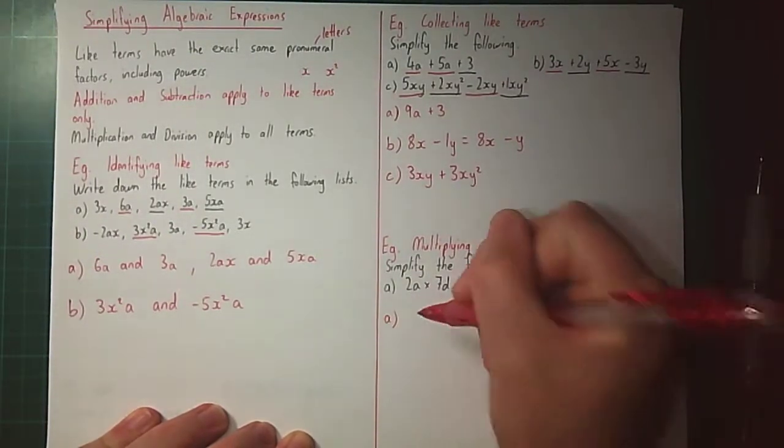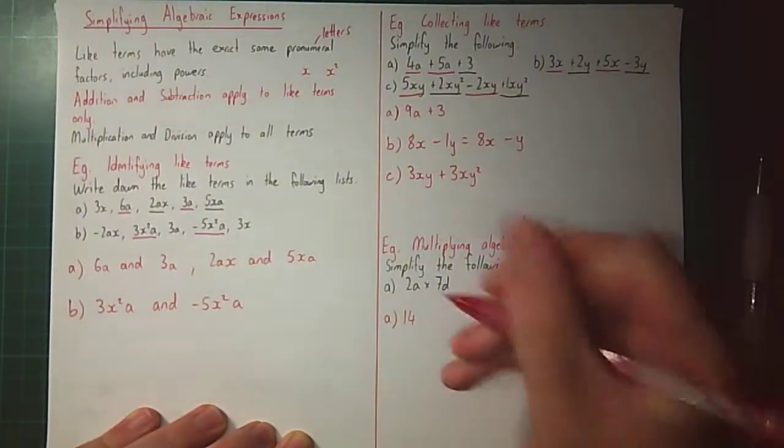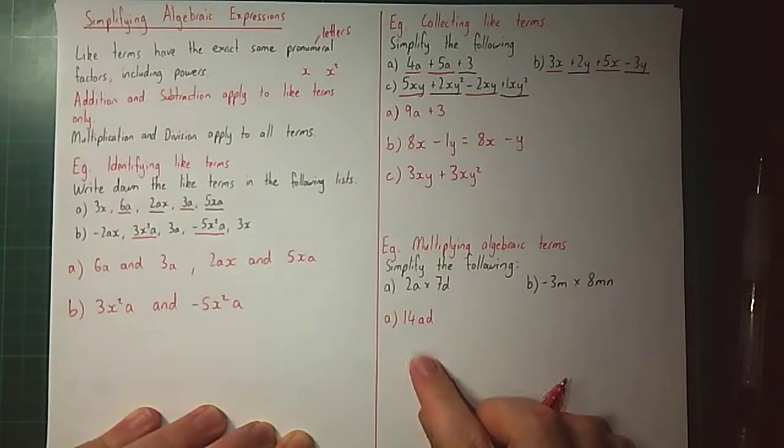2 times 7, that's going to be 14. Then there's an a times d. We can just write that as ad. And that's the answer for A.